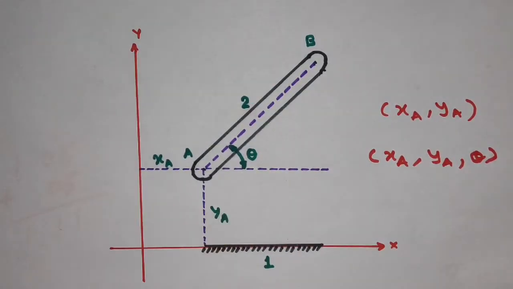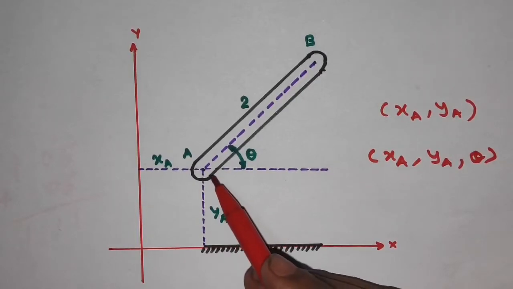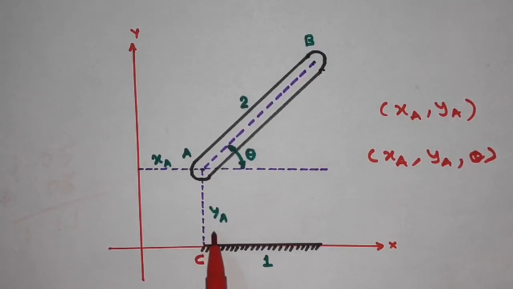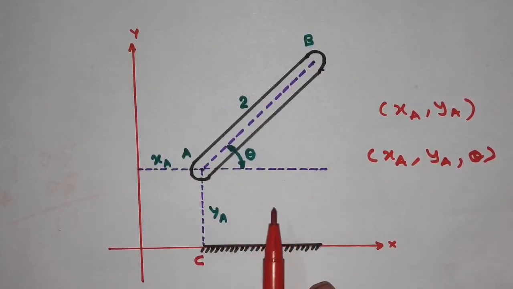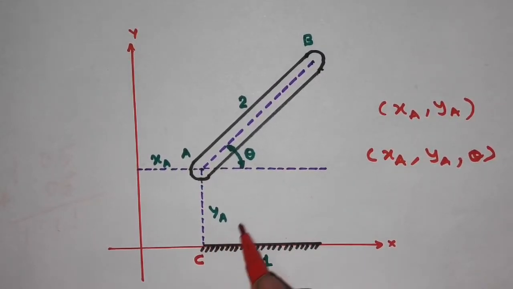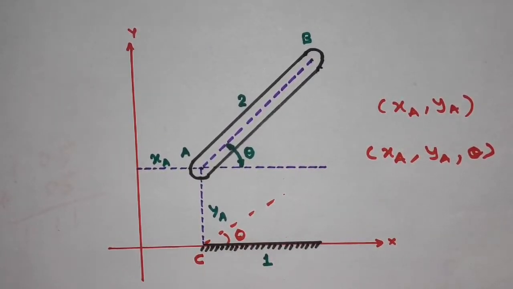That is, if point A on link 2 is hinged at say point C on the fixed link 1, the two variables XA and YA for point A will be fixed. The position of this link 2 will be determined by a single variable, and that will be only the angle theta, because it cannot move in X, it cannot move in Y.